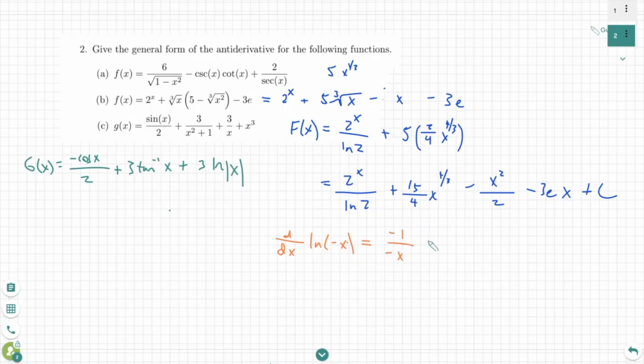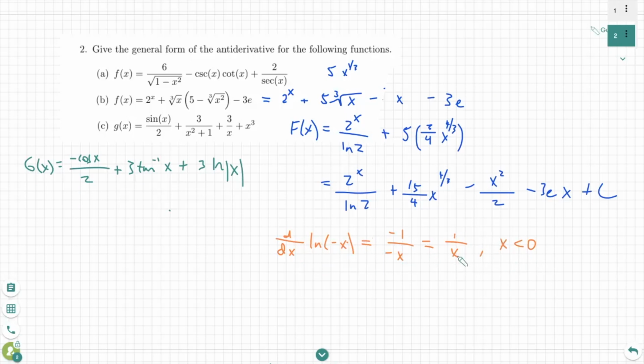Okay, and then what does this simplify to? Those would cancel out to positive 1 over x. And notice that this applies for x values that are less than 0, because if you plugged in positive x values, you would have a negative ln, right? That makes sense? Yeah, that makes sense.